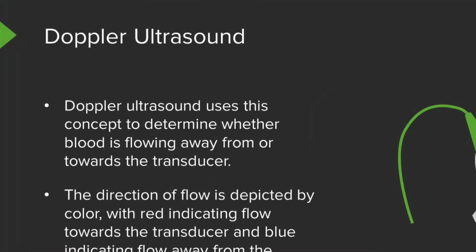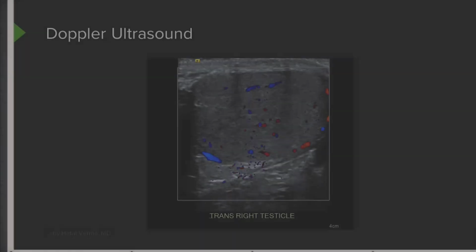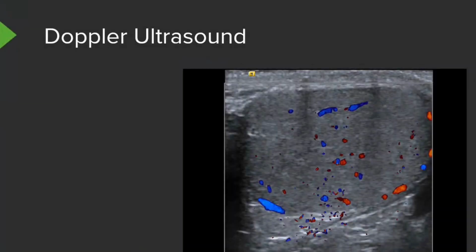And the direction of flow is depicted by color. Red indicates flow towards the transducer, and blue indicates flow away from the transducer, and this is usually done by convention. This is an example of Doppler ultrasound, showing again the flow within the right testicle. You can see areas of blue and you can see areas of red, demonstrating flow in both directions.